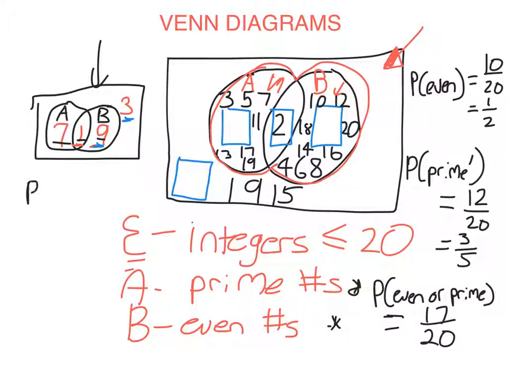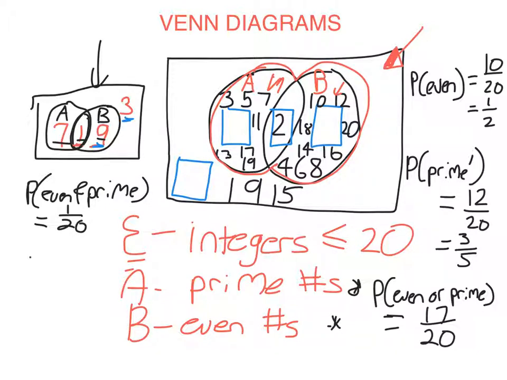Let's say I want to know the probability that I pick a number that is even and prime. So it has to be both even and prime. So we can see from the Venn diagram there is one number that is both out of 20. So it's just 1 over 20.